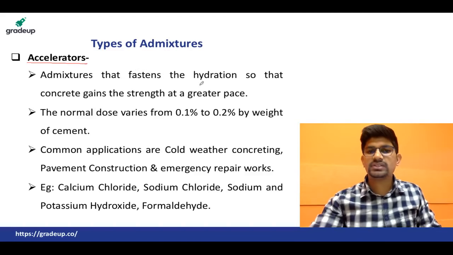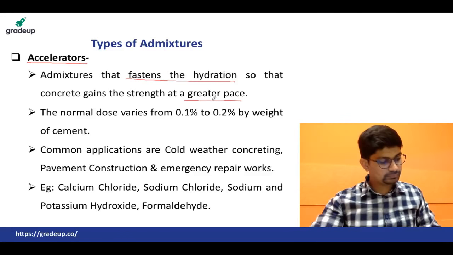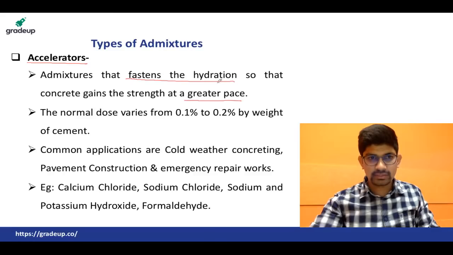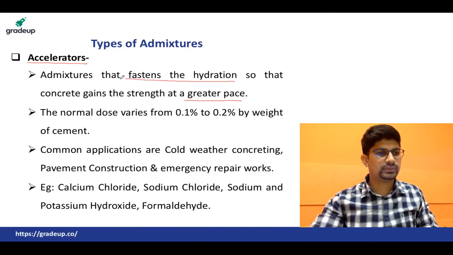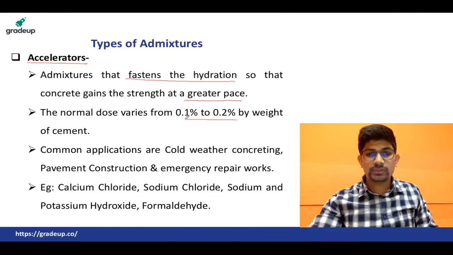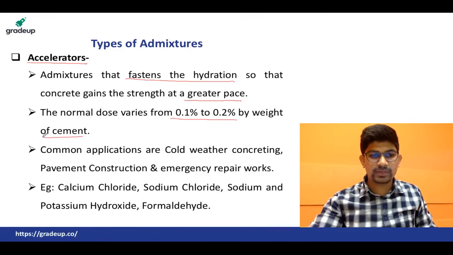Okay, so these are admixtures that fasten the hydration, so that concrete gains strength at a greater pace. So for early strength, so that the concrete becomes hard very early, we add accelerators. So the normal dose varies from 0.1% to 0.2% by weight of cement. Okay, all these percentages are by weight of cement.